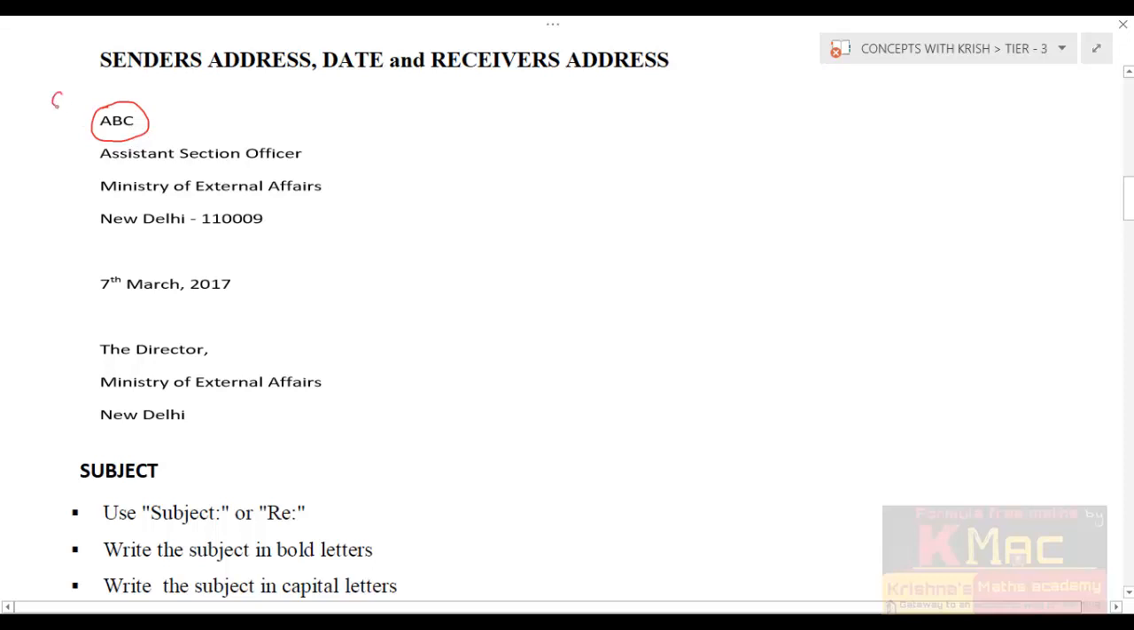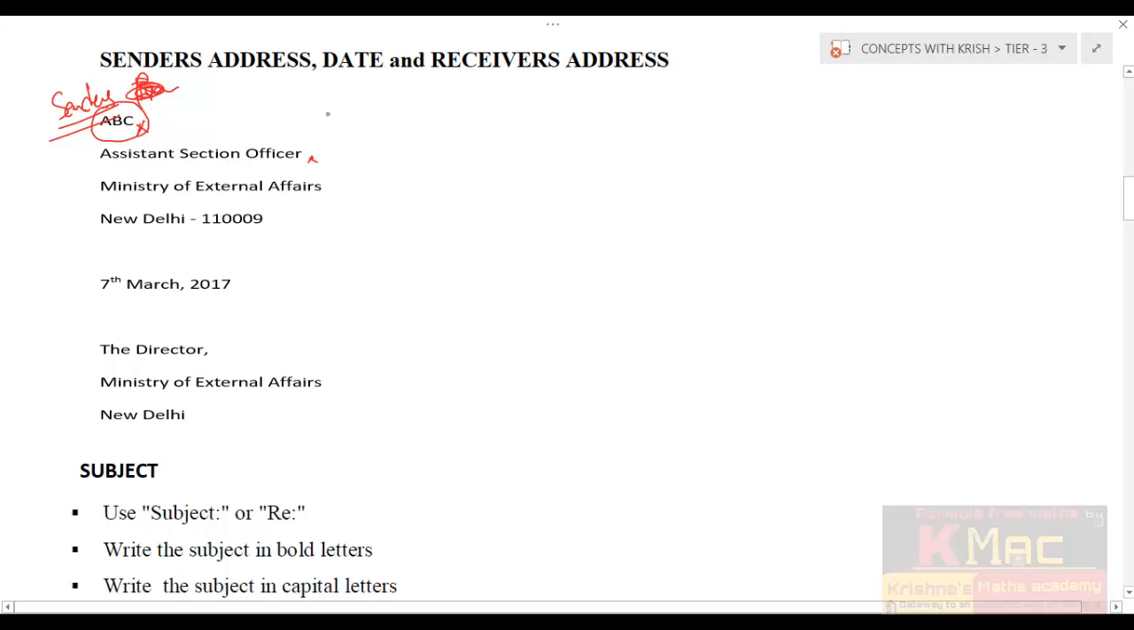So this is the sender's address. And one more thing is, do not put commas here. Commas are not required. Even 'to' or 'from' is not required. You need not write 'to' and 'from'. Directly write ABC.